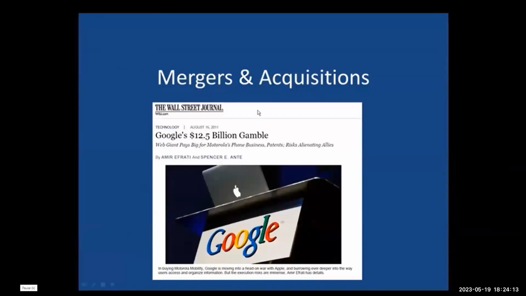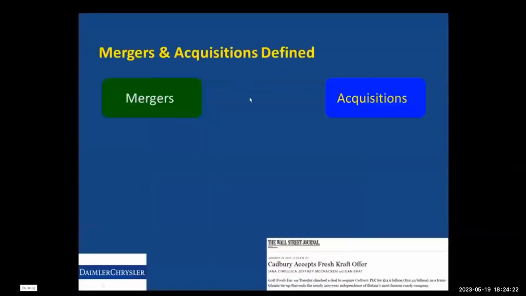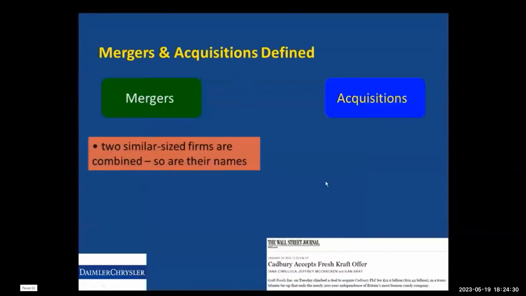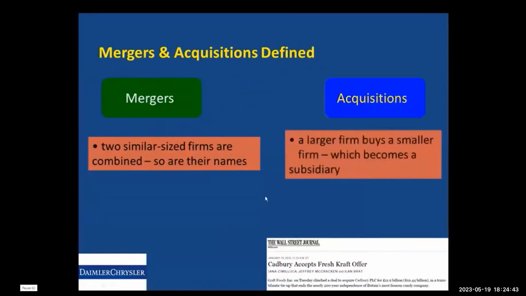This signals Google's desire to further diversify away from its search engine business into an area it thinks has great potential for profits. It's instructive to differentiate between mergers and acquisitions because they are quite different. In a merger, what you'll have is two firms of somewhat similar size that just combine their assets, and their names typically become combined as well. You may recall the failed merger some dozen years ago between Daimler and Chrysler. Their names became merged.